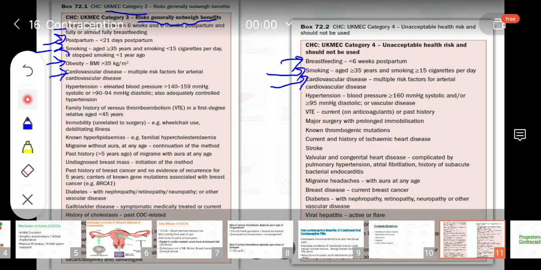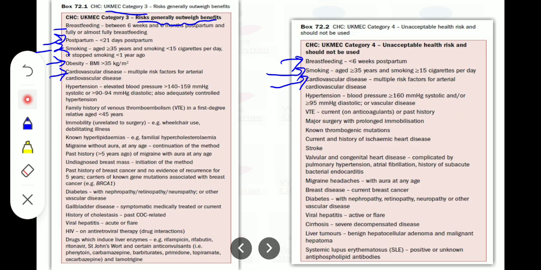Hypertension, when we talk about category 3: elevated blood pressure of 140 to 159 millimeter mercury systolic or 90 to 94 millimeter mercury diastolic, also adequately controlled hypertension. So if we have adequately controlled hypertension, not severe type, that is category 3. But if we have hypertension of severe type, that is more than 160 millimeter of mercury systolic or more than 95 millimeter of mercury diastolic, or vascular disease, that is included in category 4. So we did comparison up to this point.